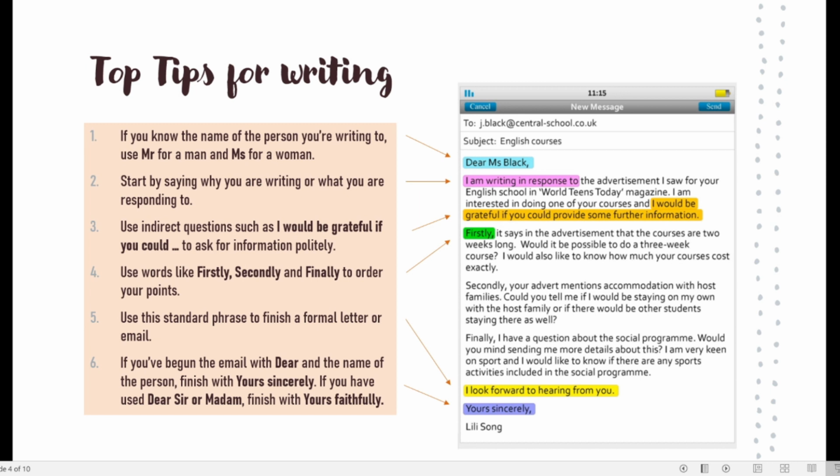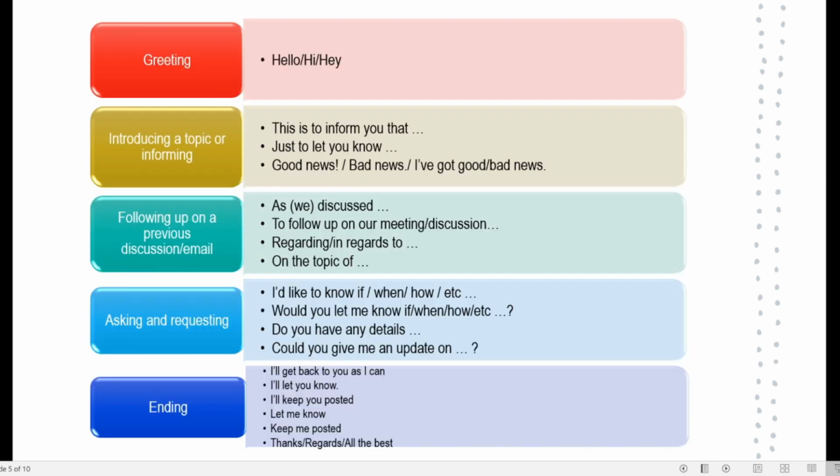So it depends on the personal comfort of formality. For some other people, yours sincerely and yours faithfully are considered very formal. Sometimes they only use these for sending letters to the government or sending formal letters to other bigger companies. Okay, now we move to the next one.